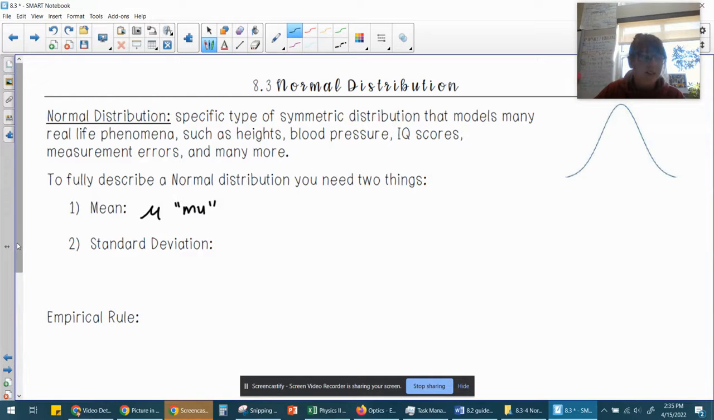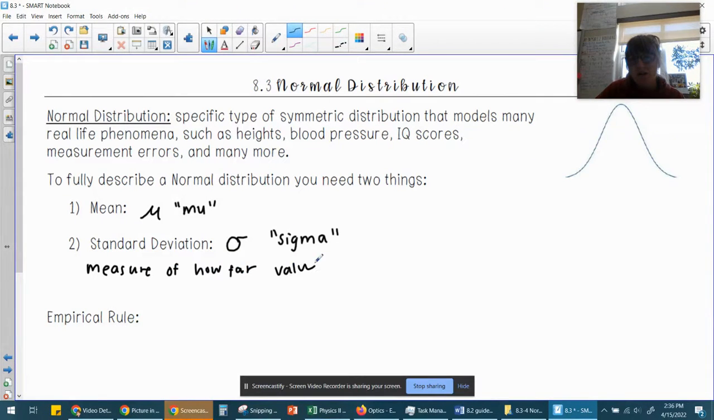This standard deviation is a measure of how far away from the mean values typically fall. So the symbol for standard deviation is the Greek letter sigma. This is a lowercase sigma, and it looks like an O with a little tail. And the standard deviation is a measure of how far values fall from the mean.